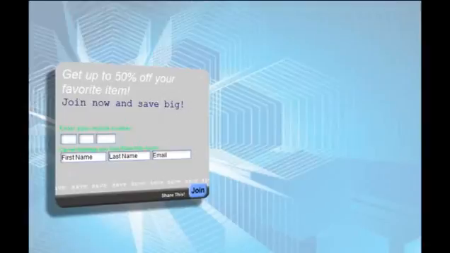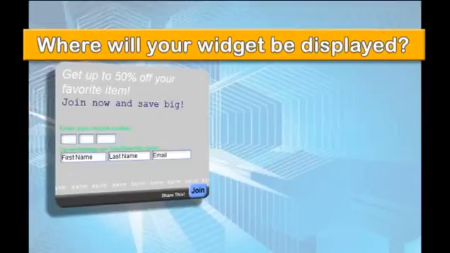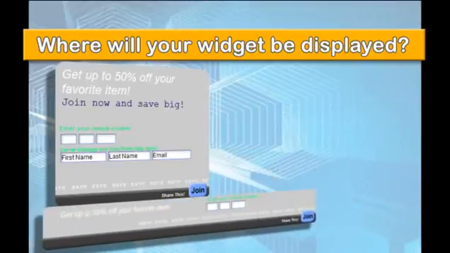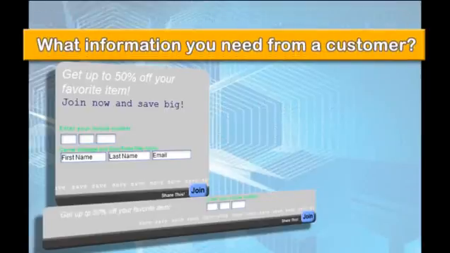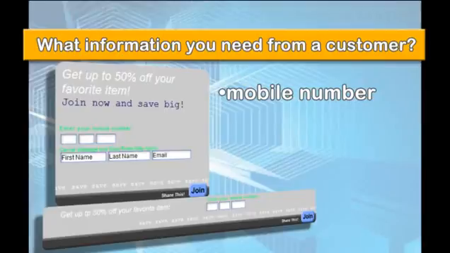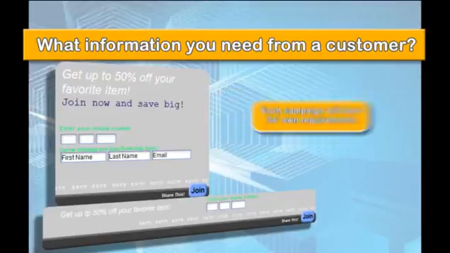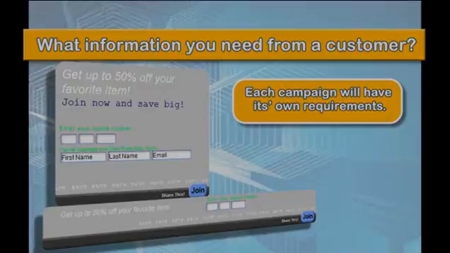Before creating an opt-in widget, it is helpful to know where it is going to be displayed. Is it on a mobile web page or regular web page, an email, or Facebook, a banner, or full-sized widget? We'll also need to know what information you need from a customer, their mobile phone number, email address, area code, personal information. Each campaign will have its own requirements.